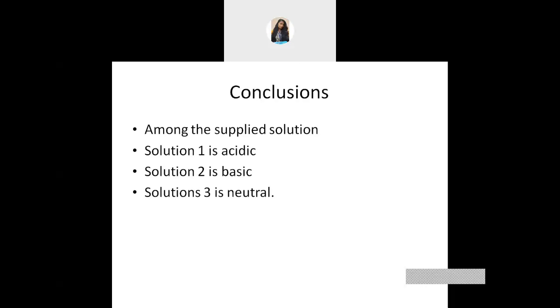You have to tabulate it. How will we tabulate it? Among the supplied solutions, solution 1 is acidic, solution 2 is basic, solution 3 is neutral in nature. This is an example of how you will write the conclusion. When you get different solutions, the results can be different. For example, solutions 2 and 5 are acidic, 1 and 3 are basic, 6 is neutral.